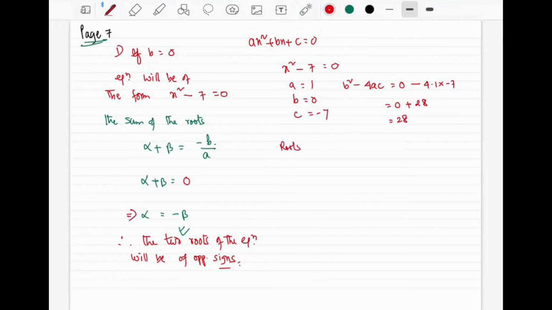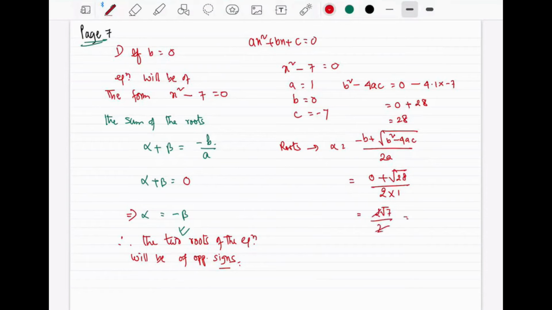What about the roots? Root alpha will be minus b plus root over b squared minus 4ac, by twice a. So we will get minus b here, and here b is 0. So when you put in the value, you are going to get root over b squared minus 4ac. We have got 28 here already, right? 0 plus root over 28 divided by 2 into 1. Root over 28, we can further make it into 2 root over 7 by 2.